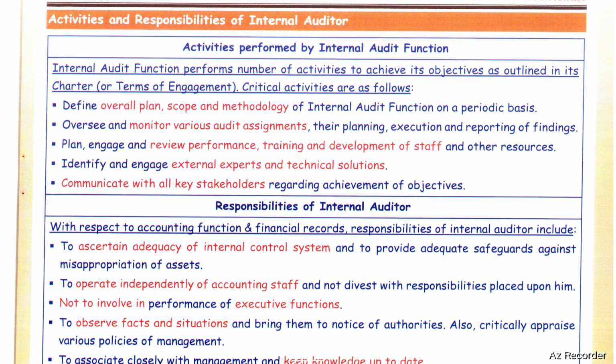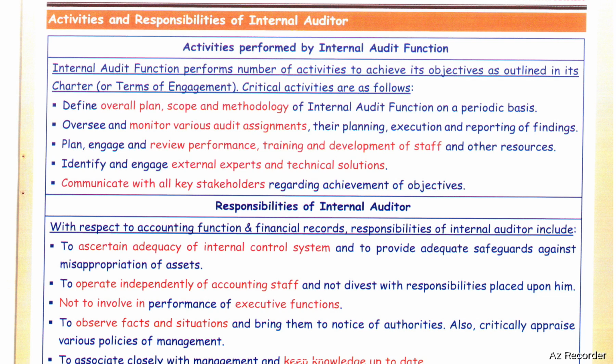Activities and responsibilities of internal auditor. Activities performed by internal audit function. Internal audit function performs number of activities to achieve its objectives as outlined in its charter or terms of engagement. Critical activities of internal audit function are as follows: define overall plan, scope, and methodology of internal audit function on a periodical basis, oversee and monitor various audit assignments, their planning, execution, and reporting of findings, plan, engage, and review performance, training and development of staff and other resources, identify and engage external experts and technical solutions, communicate with all key stakeholders regarding achievement of objectives.